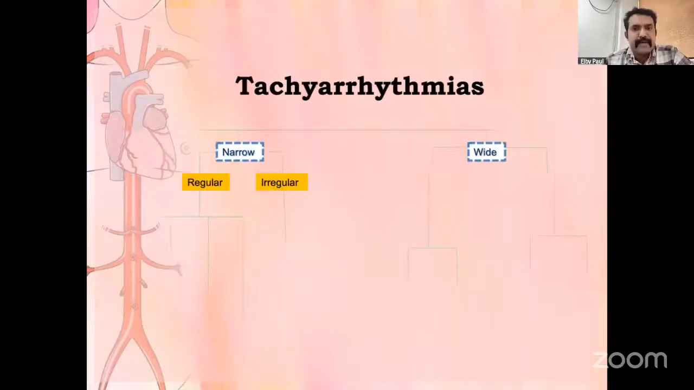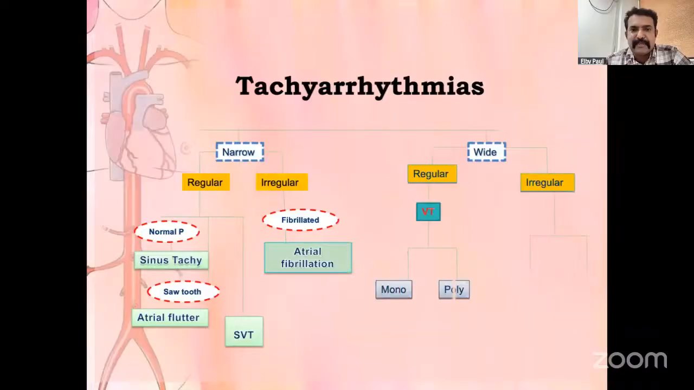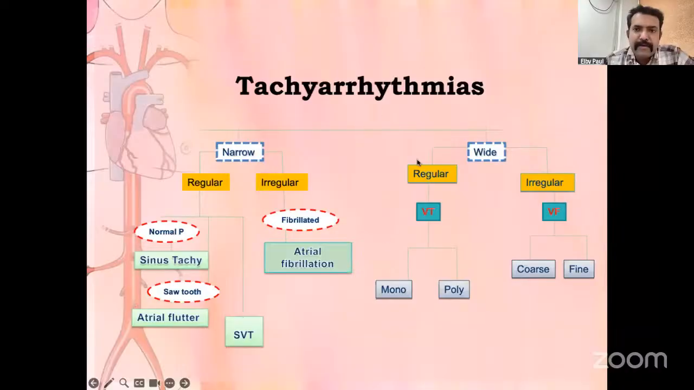Okay, this is the algorithm. If you are seeing a tachyarrhythmia, it means the heart rate is more than 150. Arrhythmia means abnormal ECG. So first of all, we have to check the QRS complex, whether it is wide or narrow. Wide means more than 3 small squares. Narrow means less than 1 small square.